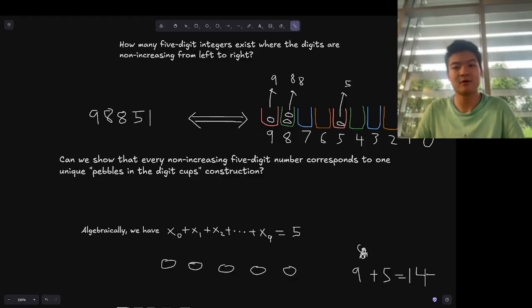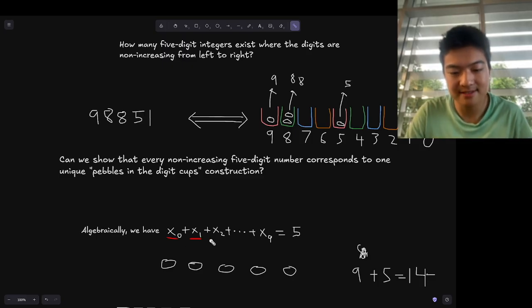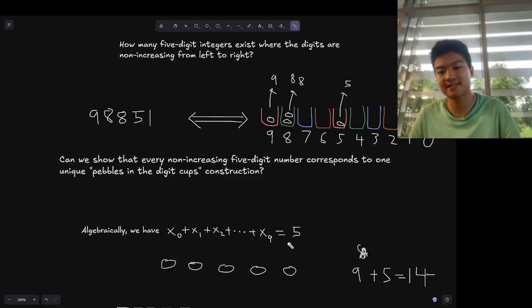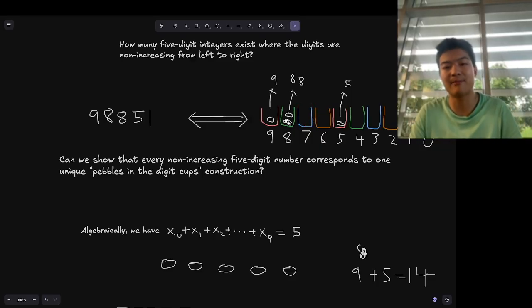And that is true because we have a 5-digit number, right? Which means that we should have 5 pebbles in total. And here, each of x0, x1, x2, all the way up to x9 should be a non-negative integer, because a cup can be empty, which means it contains 0 pebbles, or it could contain a positive integer number of pebbles. So these are all non-negative and they sum up to 5.